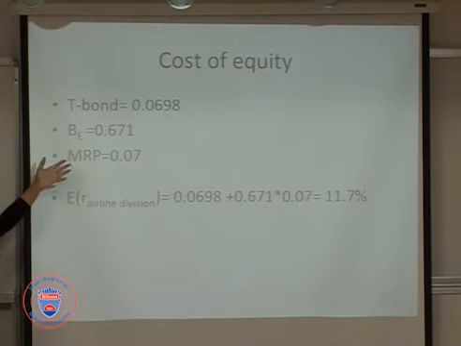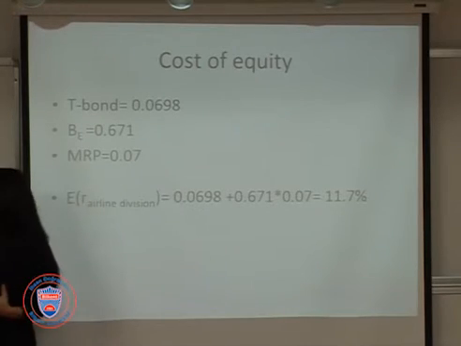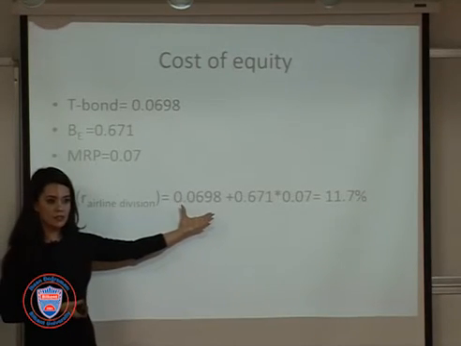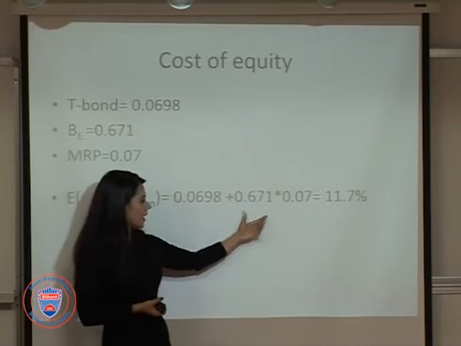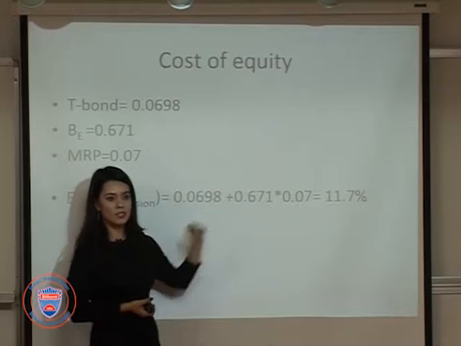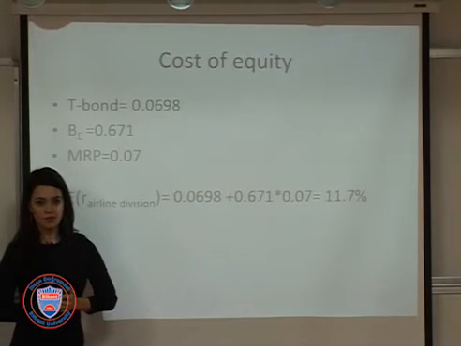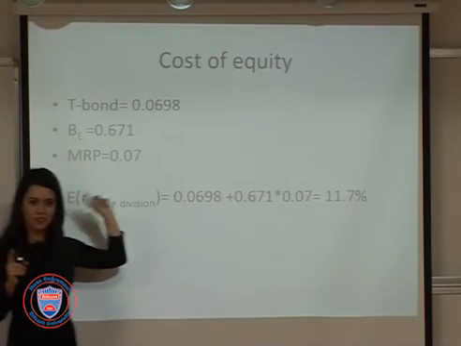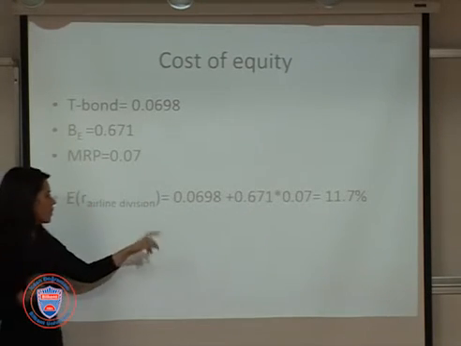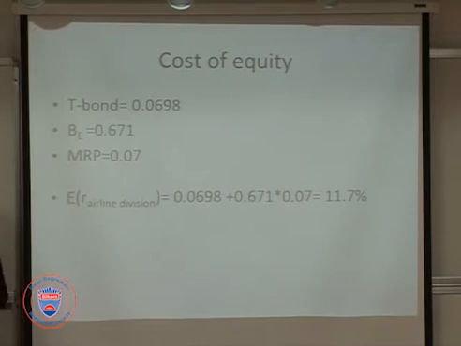Why am I giving you this information? Because I want to use CAPM. In CAPM, do you remember what we have? We have the risk-free rate, treasury bonds, plus the market risk premium times the equity beta. Don't use asset beta here. It has to be equity beta because I'm interested in cost of equity. So cost of equity will be 11.7%.